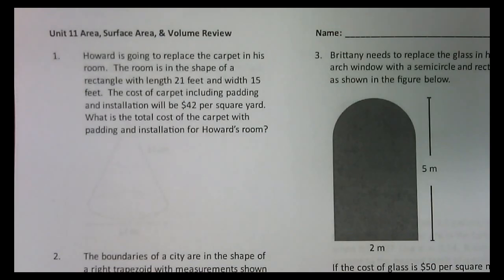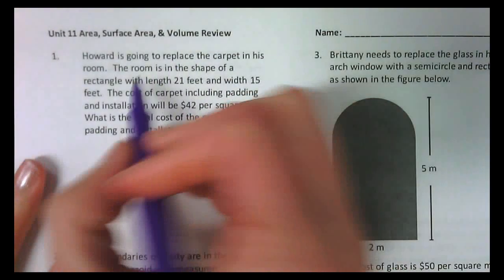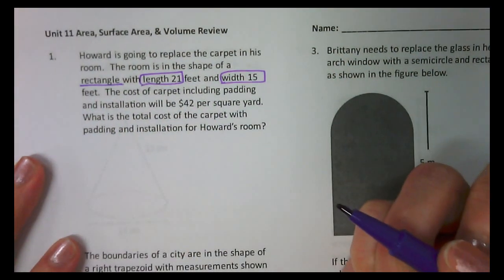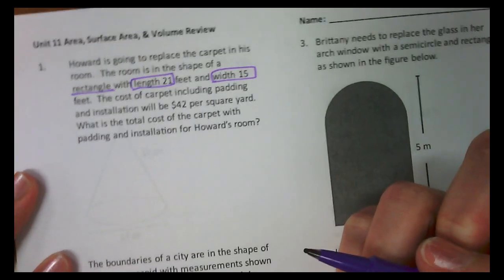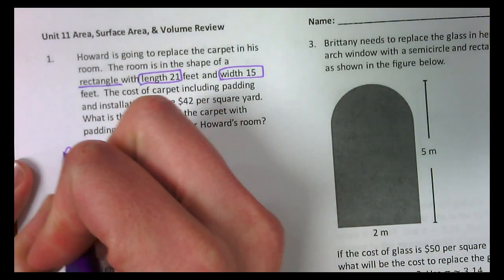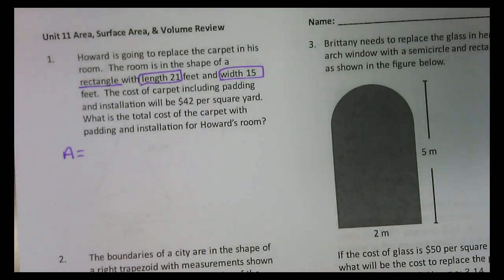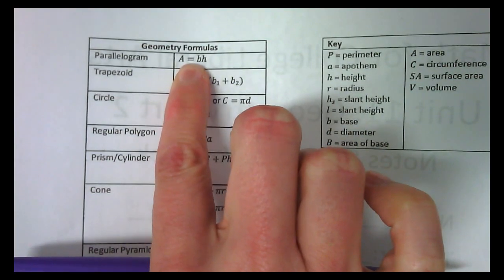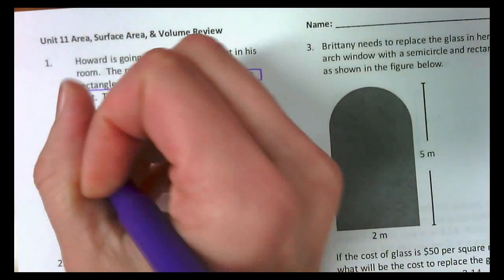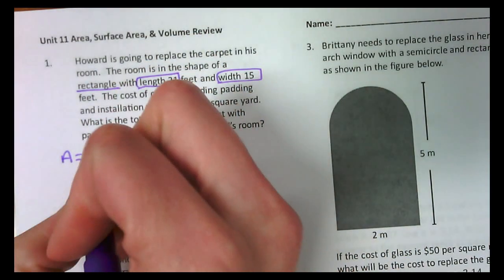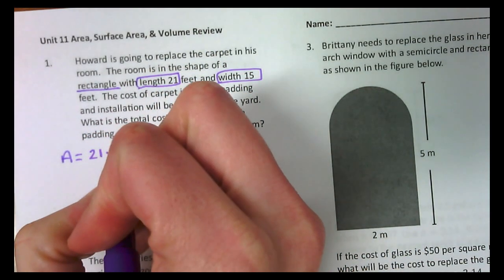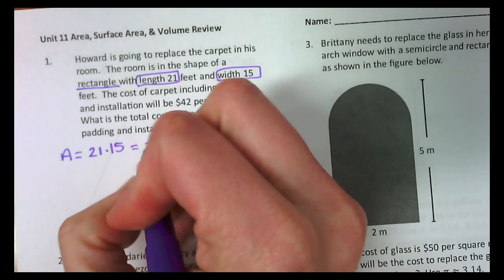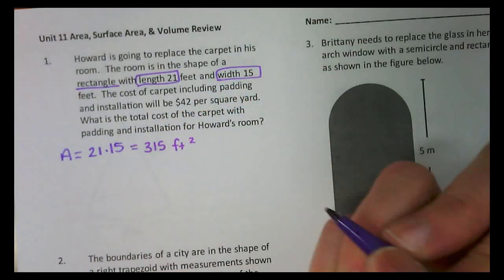So from this, we know that we're dealing with a rectangle. We have a length of 21, a width of 15. So I know that I'm going to need to find the area. When we look at our reference sheet, a rectangle is a type of parallelogram. It's base times height. So base times height and length times width are the same thing. So we're going to say 21 times 15 to get us our area. That's going to give us 315 feet squared.